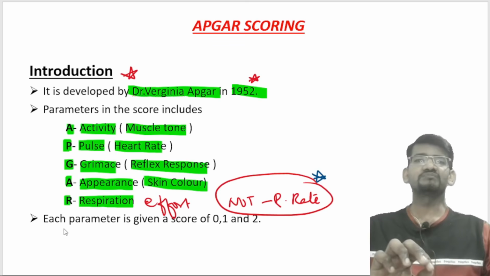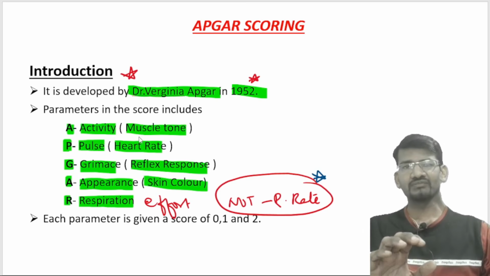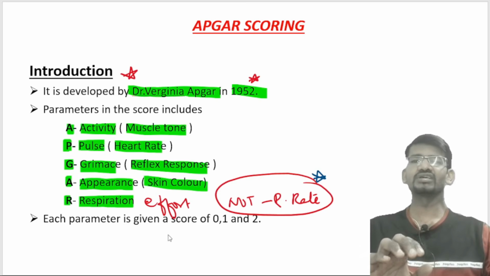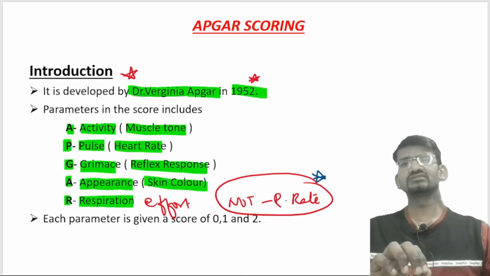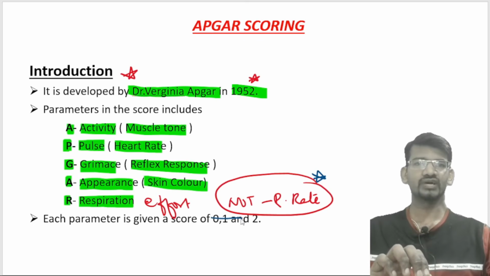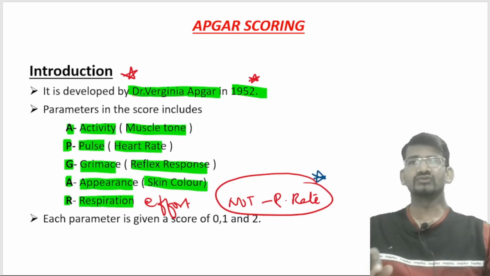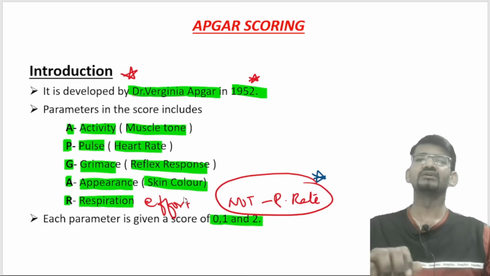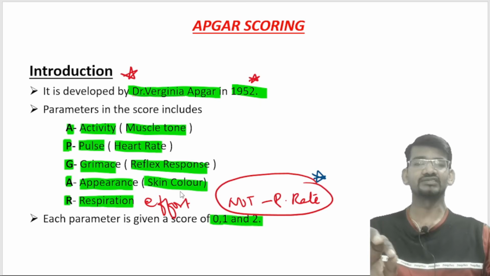There are 5 parameters, and each parameter will be given a score of 0, 1, or 2. So the minimum score will be 0 and the maximum score will be 2 for each parameter.